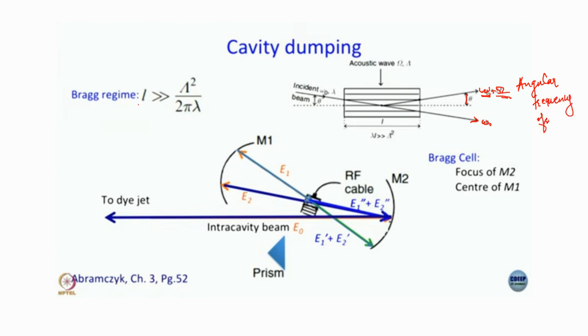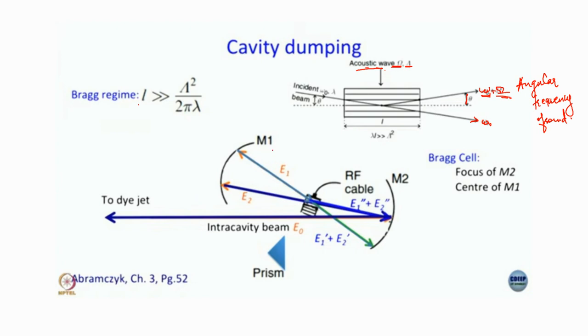Now, this acoustic wave, the sound wave which we are talking about, is a longitudinal wave. It has an angular frequency of omega and a wavelength of lambda.